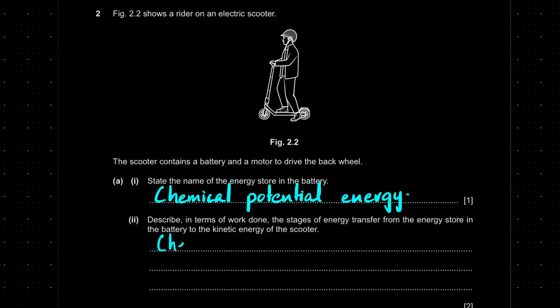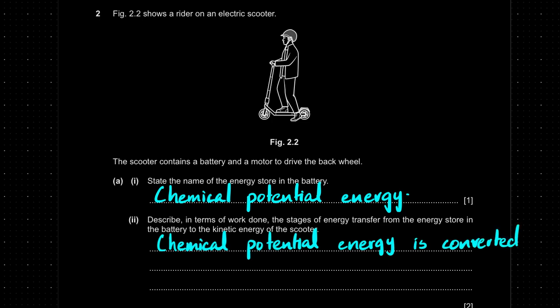So the chemical potential energy is converted into electrical energy. Now we could have written all of this expression in terms of energy, but the question is explicitly asking me to explain this in terms of work done. So instead I'll say that chemical potential energy is converted to electrical work done by the flow of current, right?